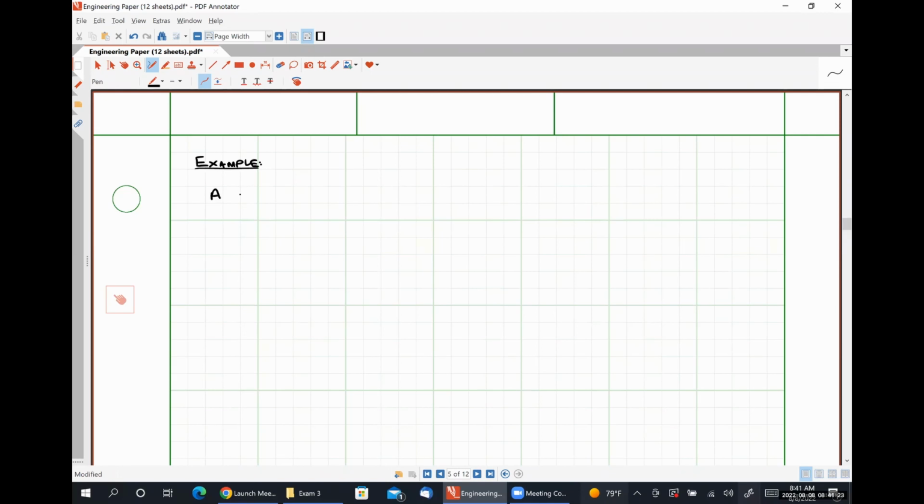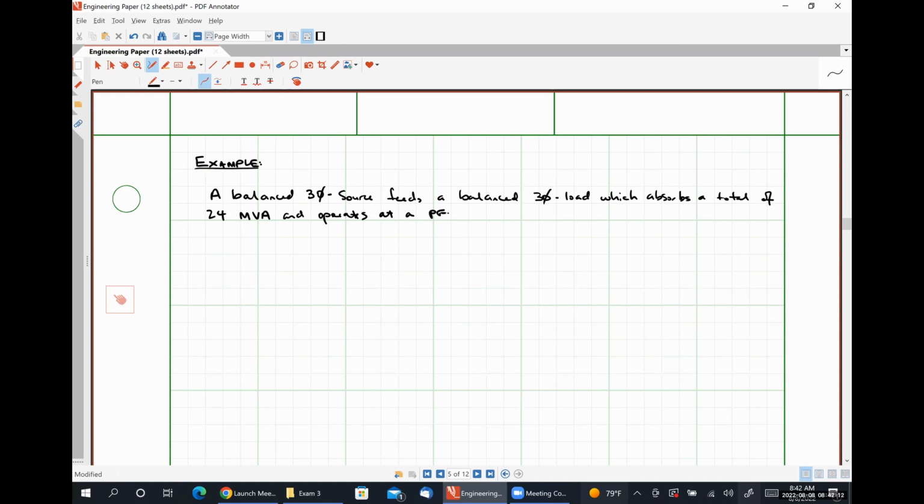So a balanced three-phase source feeds a balanced three-phase load which absorbs a total of 24 megavolt amperes and operates at a power factor of 0.78.